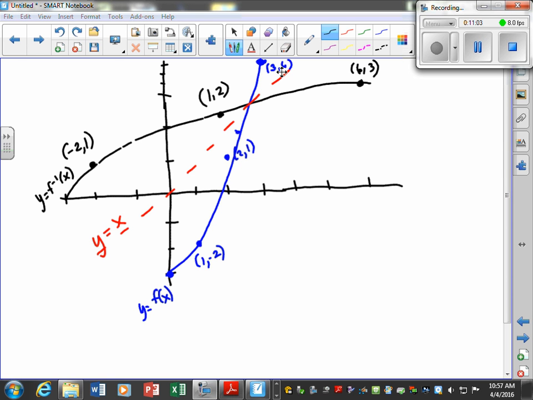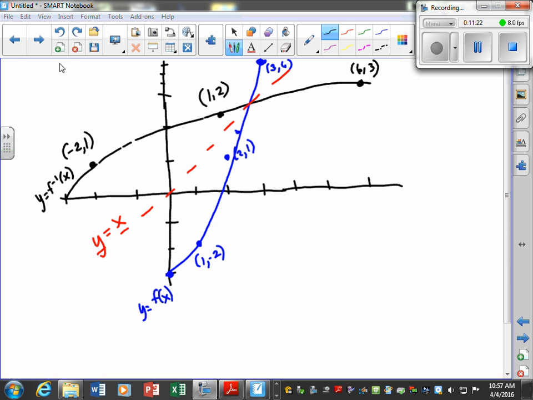You can see that the f inverse function is this black one, and another characteristic of inverses is that they're symmetric about the equation y equals x. So if I drew a dashed line through the two of those, you could see if I folded it on that dashed line that they would be symmetric about that equation.